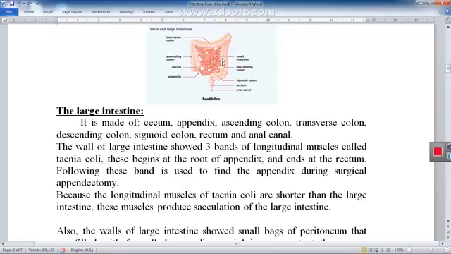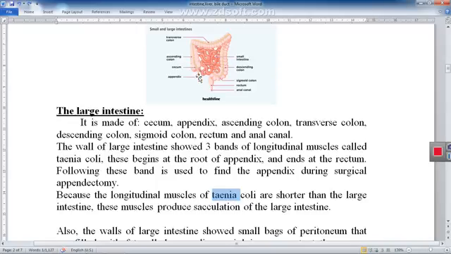As you can see in the figure, the large intestine shows longitudinal bands that represent the longitudinal muscle in the wall of the large intestine. In the large intestine, the longitudinal muscle does not surround all the wall. The longitudinal muscles of the wall of the large intestine appear in the form of bands that are called taenia coli. And you can see three bands, one anterior and two posterior bands of longitudinal muscle. These bands begin in the cecum at the root of the appendix.